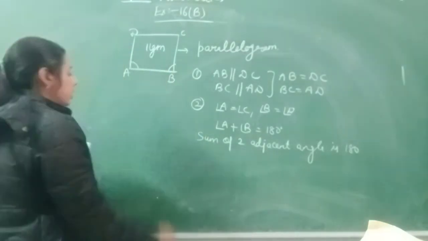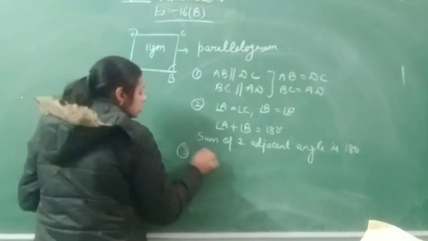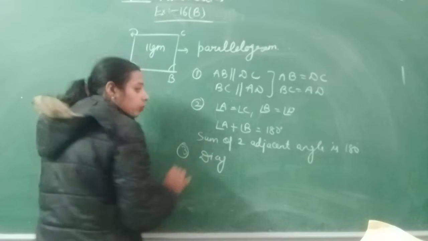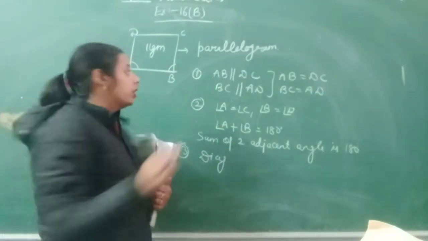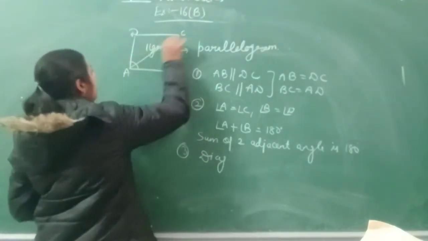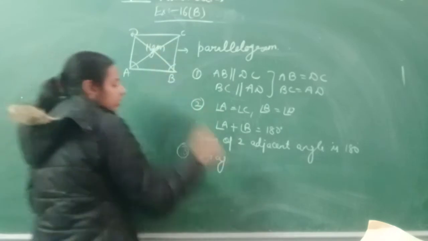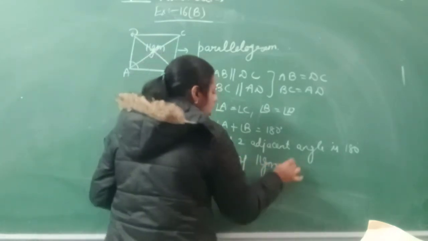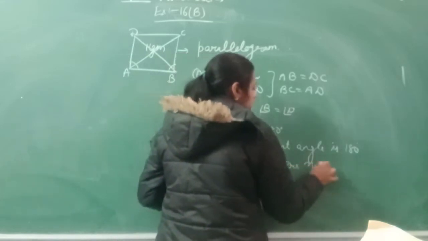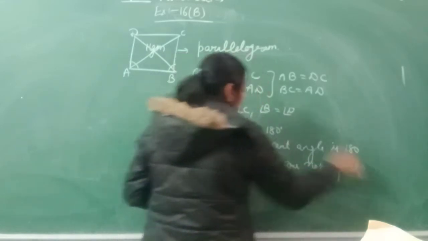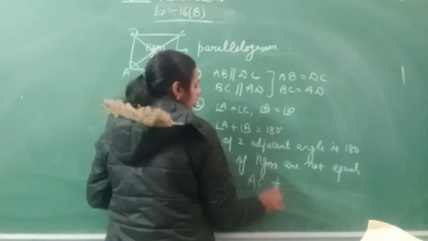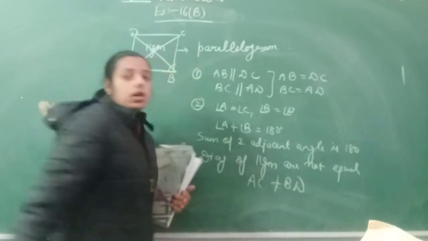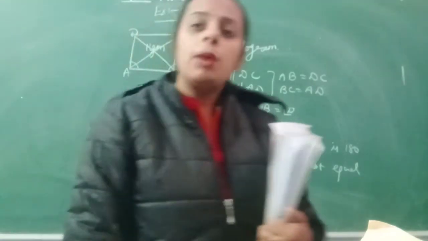Clear? And the third one, the diagonals are not equal. If I am talking about the property related to the diagonals, what are the diagonals? AC and BD. They are not equal. The diagonals of a parallelogram are not equal. Here it means AC is not equal to BD. These are all the properties related to the parallelogram.